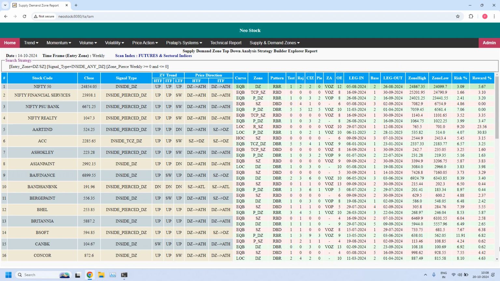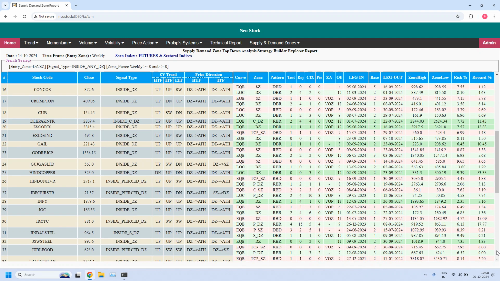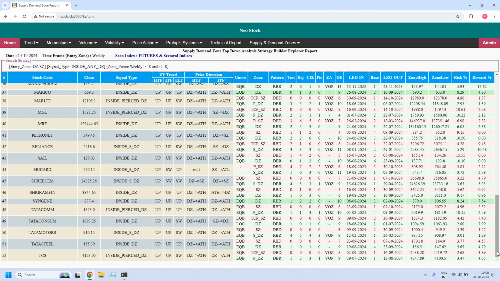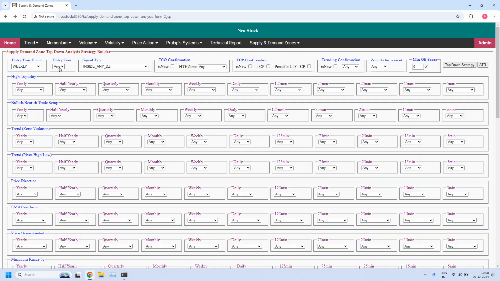So let me scroll the list down for your reference. Still 52. Something is wrong. Yeah, I need to set the entry zone as a demand zone because we set the pierced count to the demand zone. So sorry for my mistake.